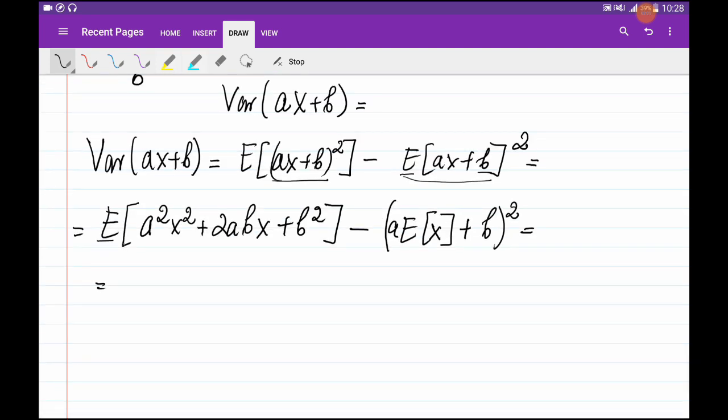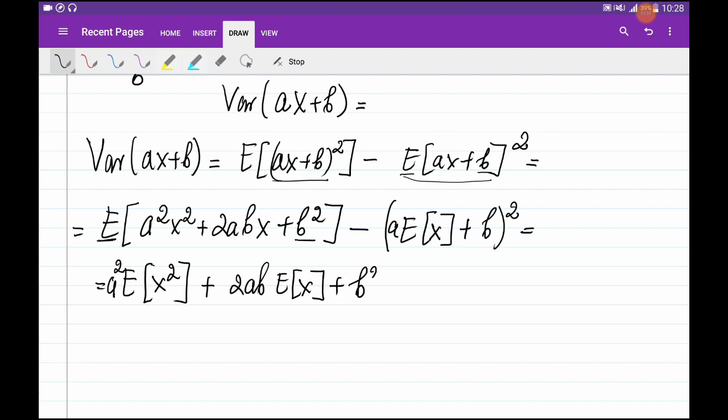Now I'm going to apply the expectation to each of the terms. This will be the expectation of X squared, where I can take the constant out of the expectation, plus 2ab multiplied by the expectation of X, plus the expectation of the constant, which is simply the constant, b square, minus a times the expectation of X in the square, minus 2ab the expectation of X, minus b square.